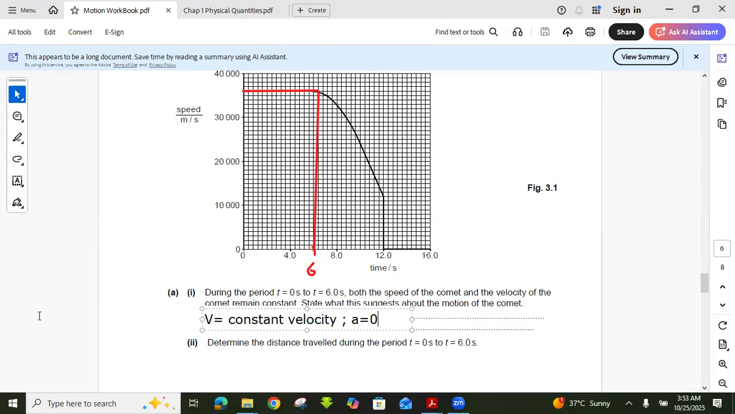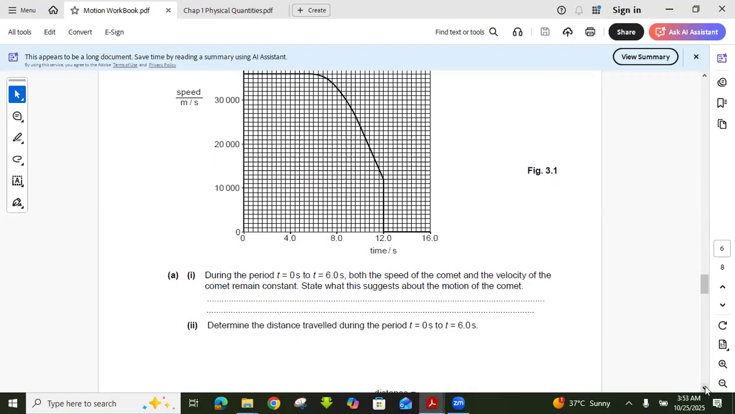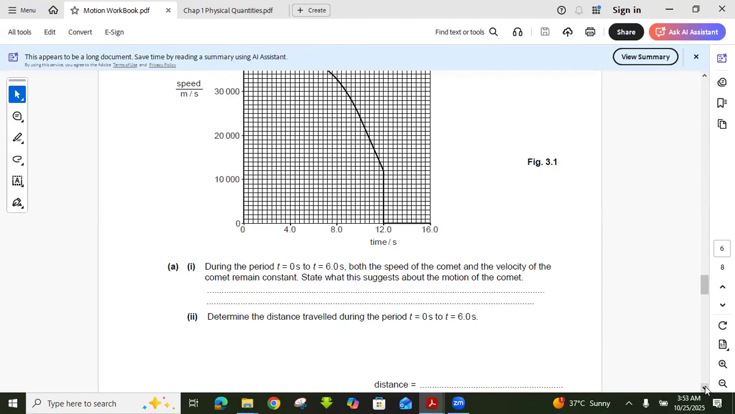Is the acceleration 0, or is it constant? Yeah, 0. Okay, so this is one mark. It's not accelerating. Okay. Now determine the distance traveled during the time 0 to 6.